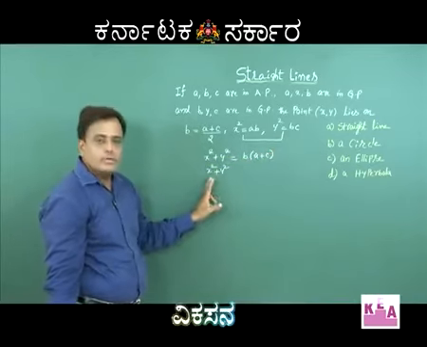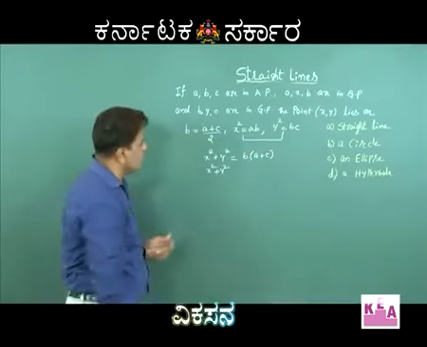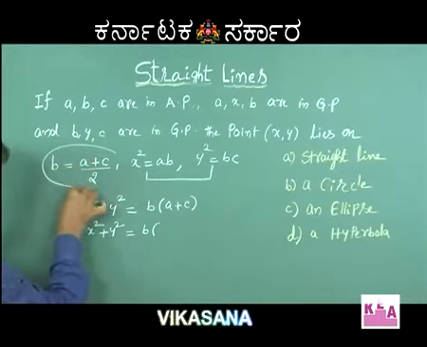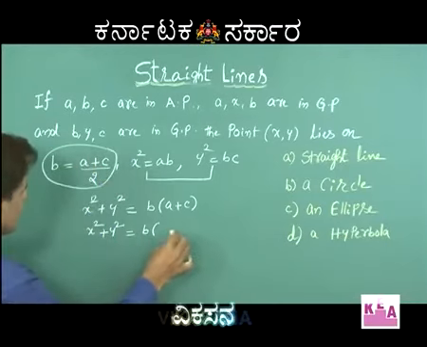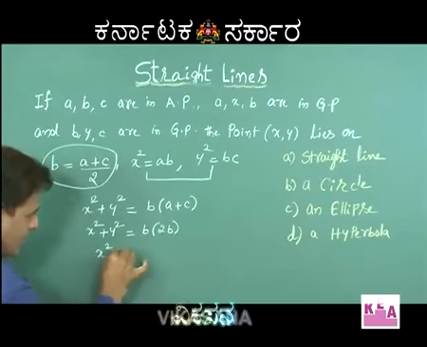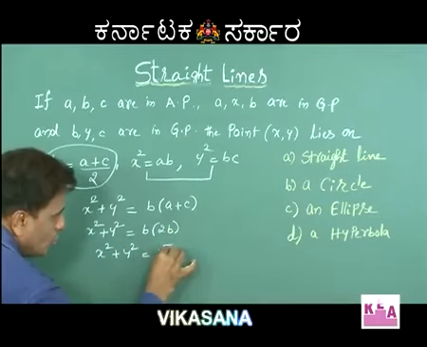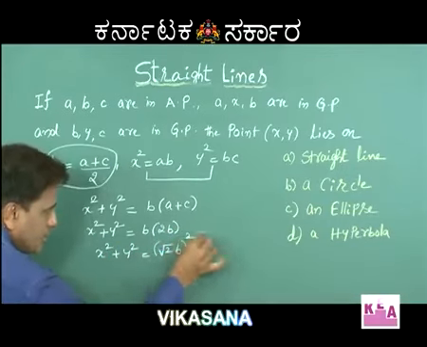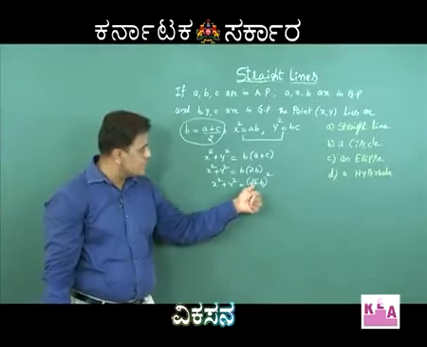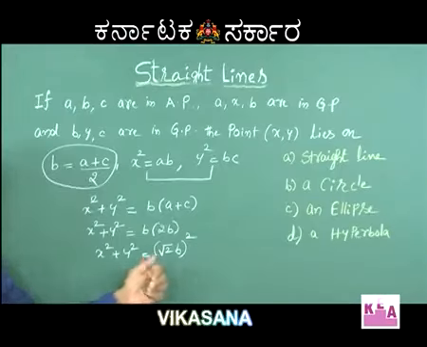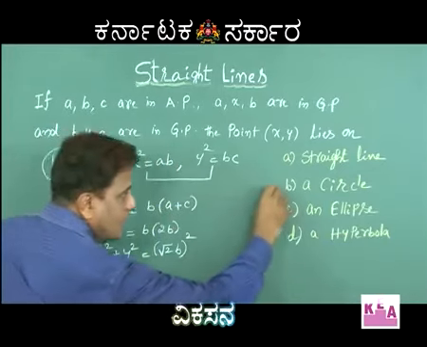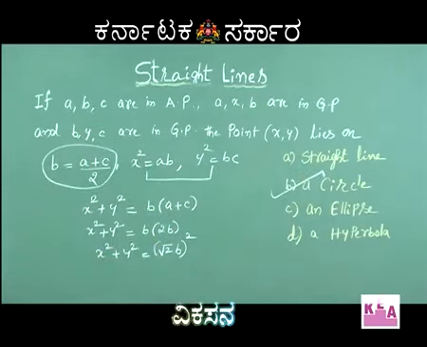Further, let me complete this one. X square plus Y square is equal to B into (A plus C), and A plus C is equal to 2B from this equation. So the final result is X square plus Y square is equal to (root 2B) whole square. Clearly this equation represents the equation of a circle whose center is at the origin and radius is equal to root 2B. Therefore the point X, Y definitely lies on a circle. The right option is B.